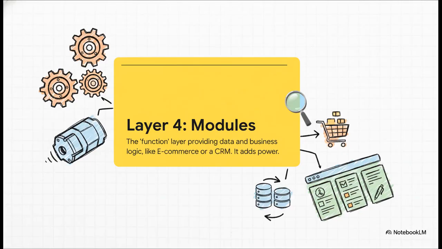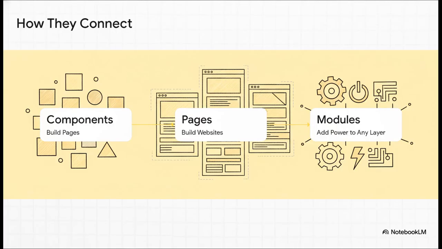And this brings us to the most powerful layer of all, layer 4, modules. This is where things get really interesting. If components are the regular bricks, then modules are the Lego Technic motors and gears. They're not about how things look. They provide the functionality. This is your e-commerce engine, your blog CMS, or your company's CRM. This is the power.